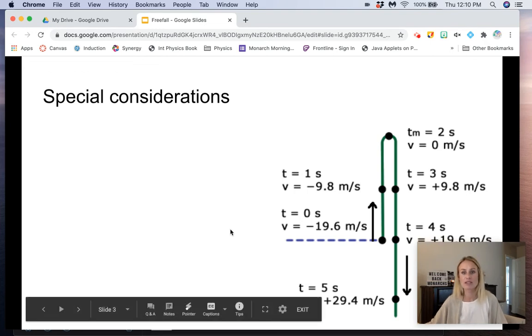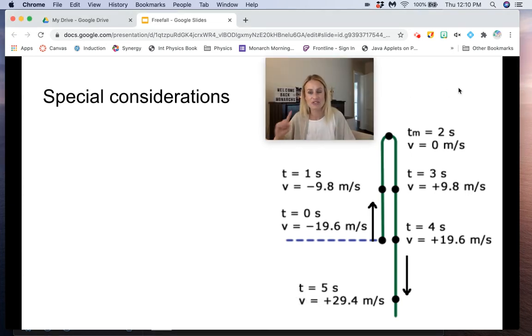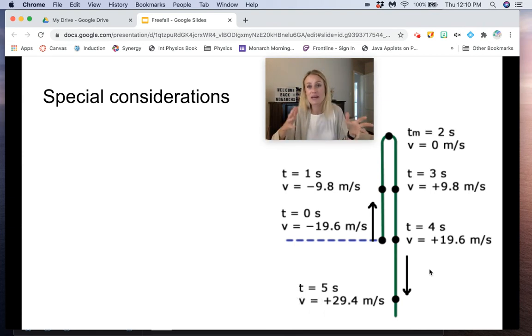Before I start talking about special considerations, I'm going to move my little picture. You see this drawing right here, they have said that downward is positive. Can you see that? As the object is thrown up into the air, we have a velocity of negative 19.6 meters per second. So they're saying upwards is negative, downwards is positive. Totally legal, all right? Maybe the opposite of what some people do sometimes. A lot of people like to say up is positive, but this is totally legal as long as you keep your signs consistent.